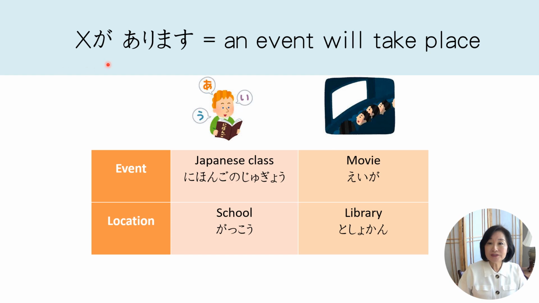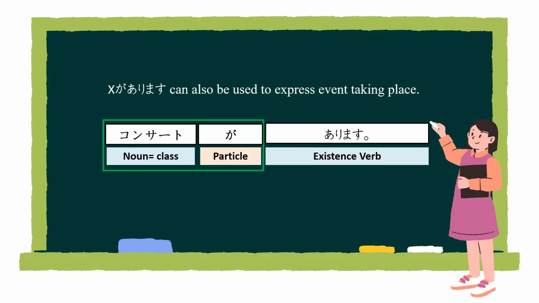You can use this あります sentence format in the sense of an event taking place. If there's a concert, movie, or picnic, then you can use this sentence structure. With a sentence like this, コンサートがあります. That translates as there is a concert.